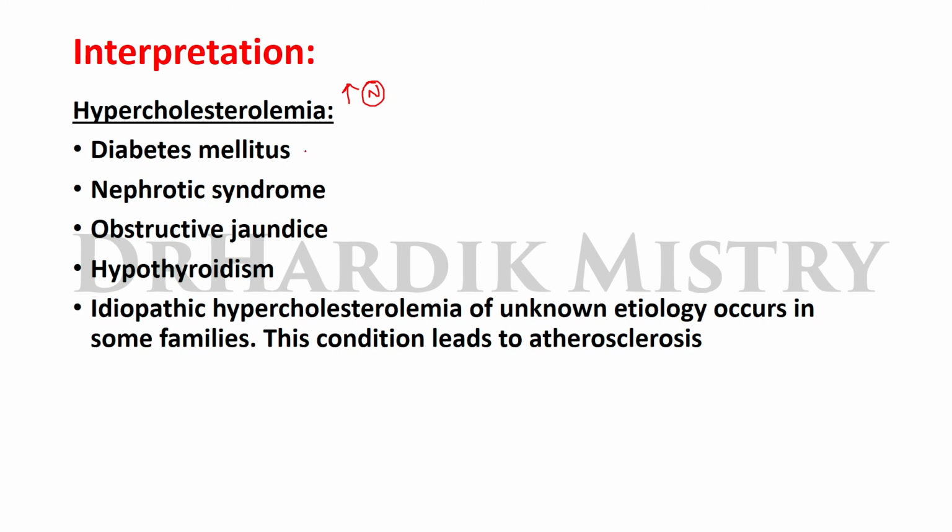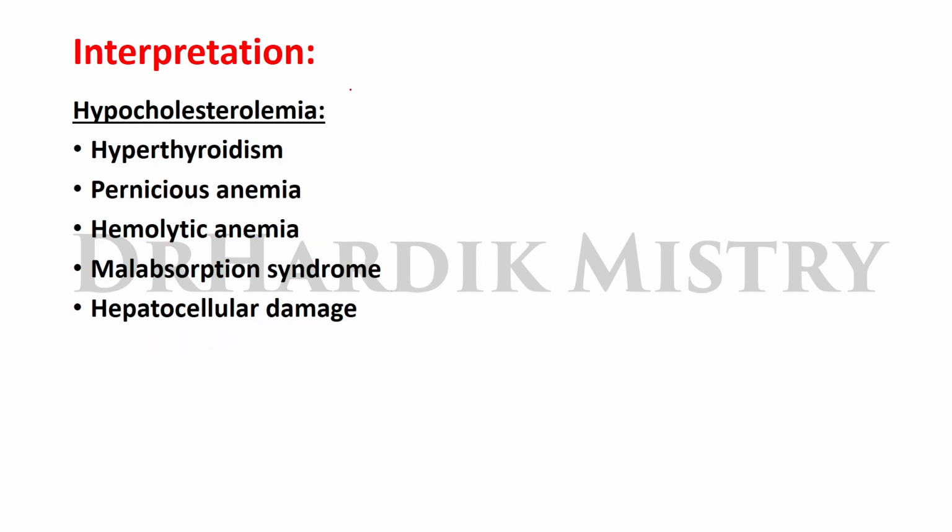The causes include diabetes mellitus, nephrotic syndrome, obstructive jaundice, hypothyroidism. Idiopathic hypercholesterolemia of unknown etiology occurs in some families. These conditions lead to atherosclerosis. When the cholesterol level decreases below the normal range, the condition is known as hypocholesterolemia. This occurs in hyperthyroidism, pernicious anemia, hemolytic anemia, malabsorption syndrome, hepatocellular damage.